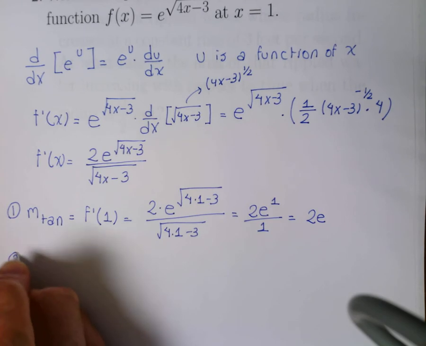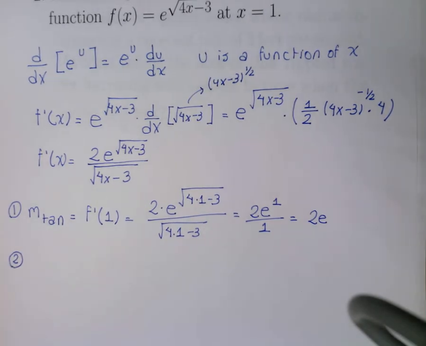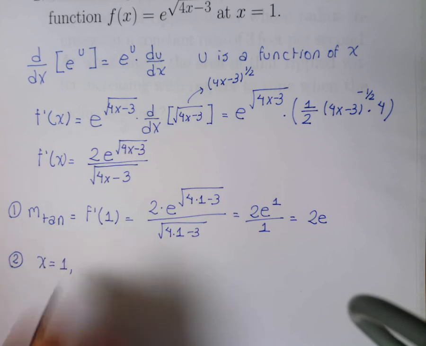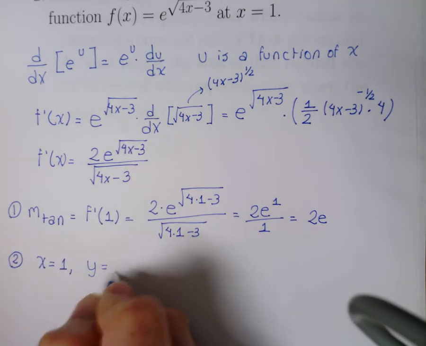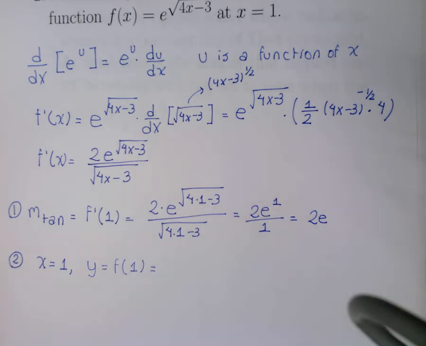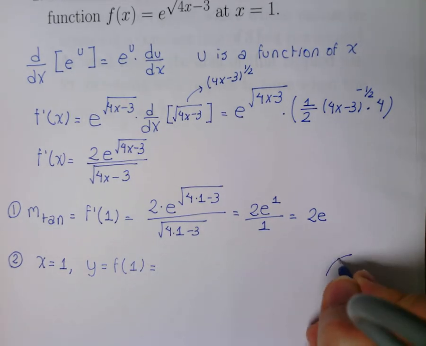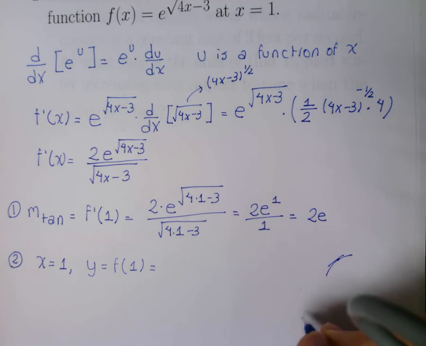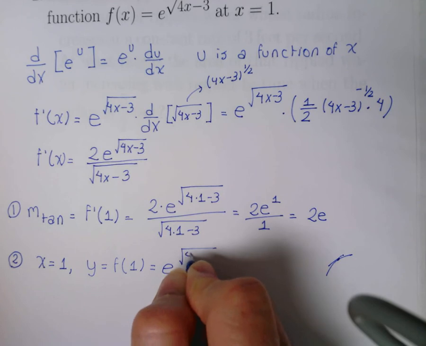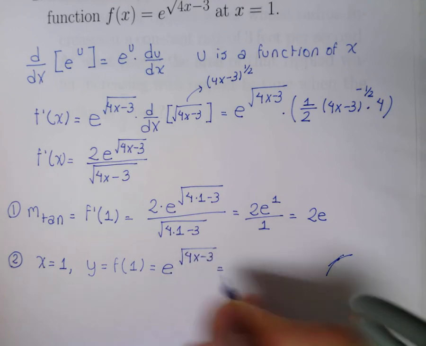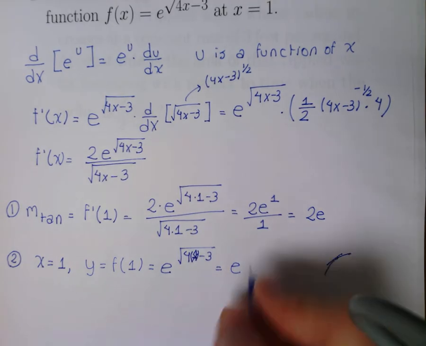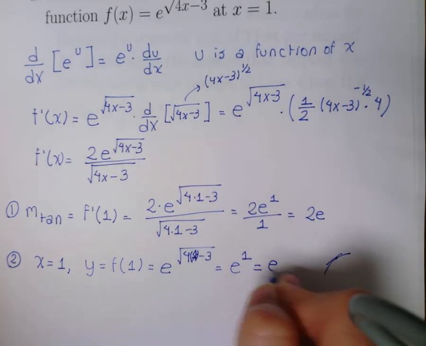The second thing we have to find is a point on the line. Now we know when x equals 1, the y value is going to be the function value on the original curve. Okay, remember the tangent line and the curve intersect at that point. So f of 1 will be e to the square root of 4x minus 3, which we know is e to the 4 times 1 minus 3, which is e to the first, which is just e.